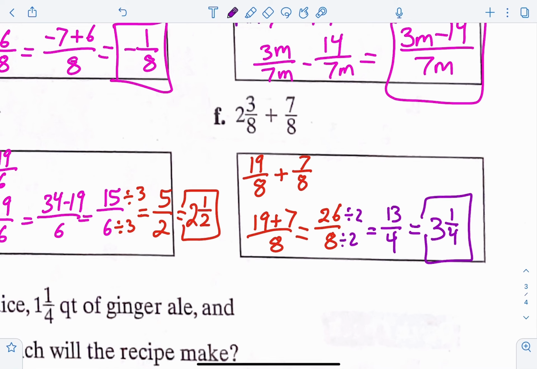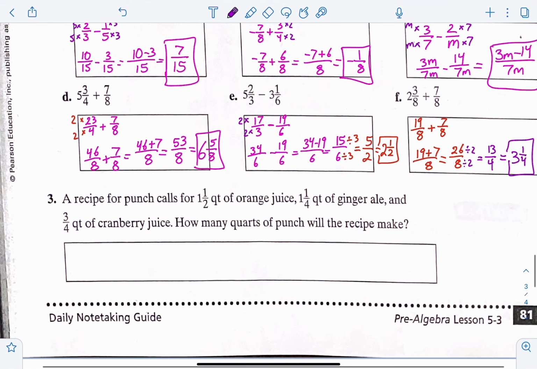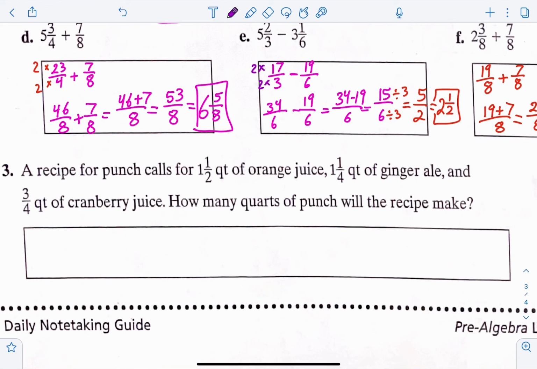Okay, for this last one, a recipe for punch calls for 1 1/2 quarts of orange juice, 1 1/4 quarts of ginger ale, and 3 over 4 quarts of cranberry juice. How many quarts of punch will the recipe make? So we're just adding all of those together. So we have 1 and 1/2 plus 1 and 1/4 plus 3 over 4.